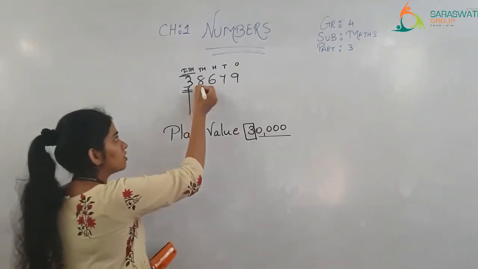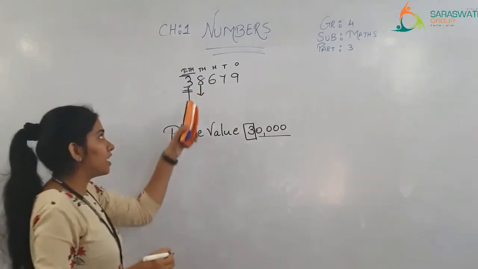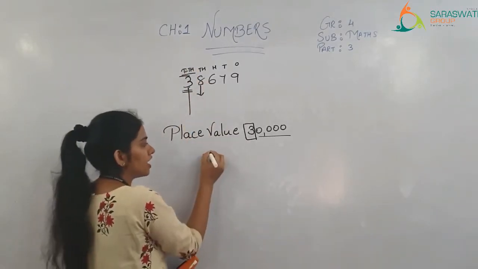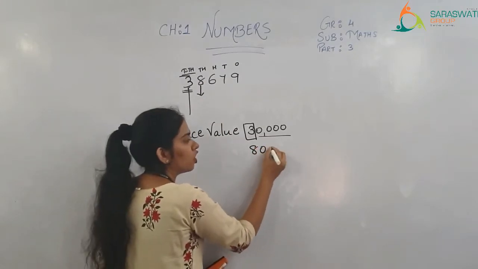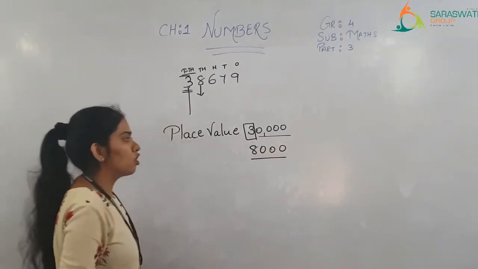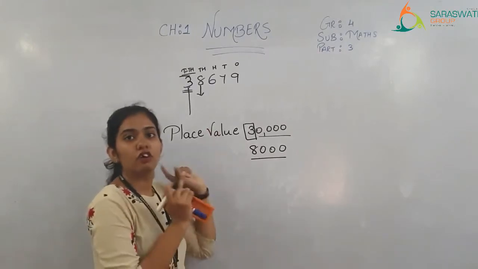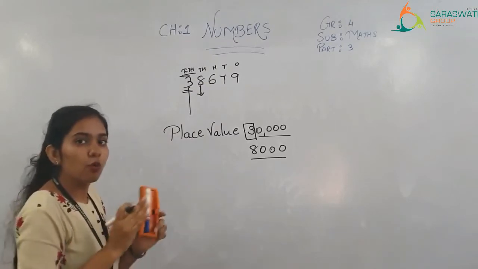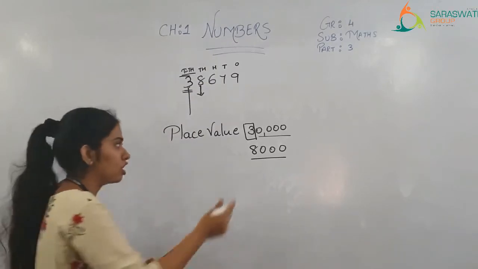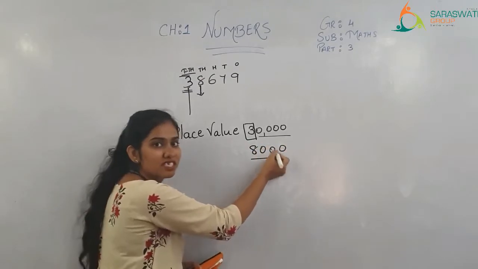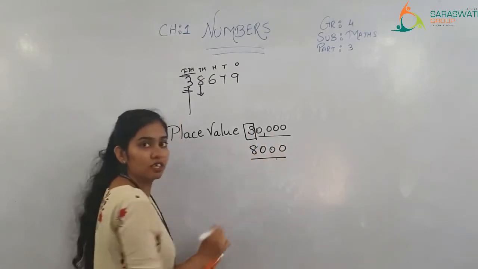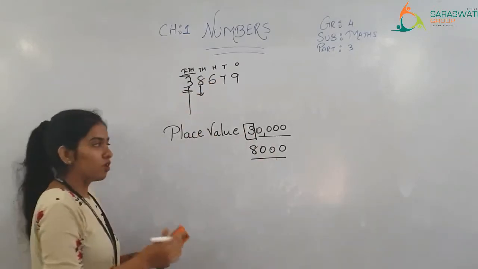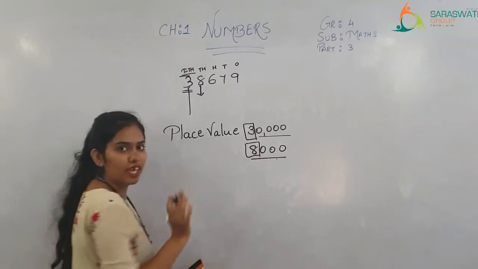The same way it goes with 8. 8 is at the place of 1000. So again the place value of 8 will be 8 followed by 3 zeros, because in thousands there are only 3 zeros. 1 is followed by 3 zeros. So 8 times thousand we get 8,000, right? Followed by 3 zeros. And the face value of 8 will be the number itself, 8.